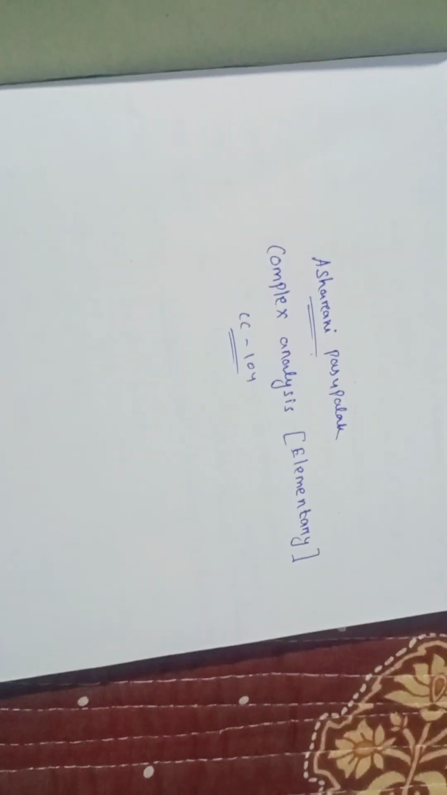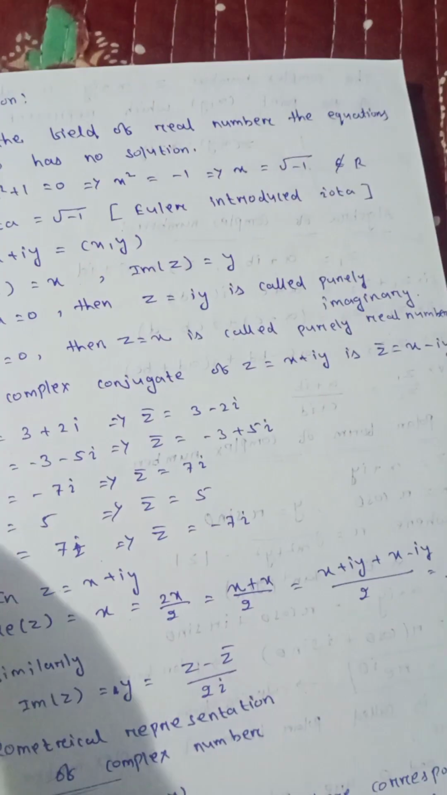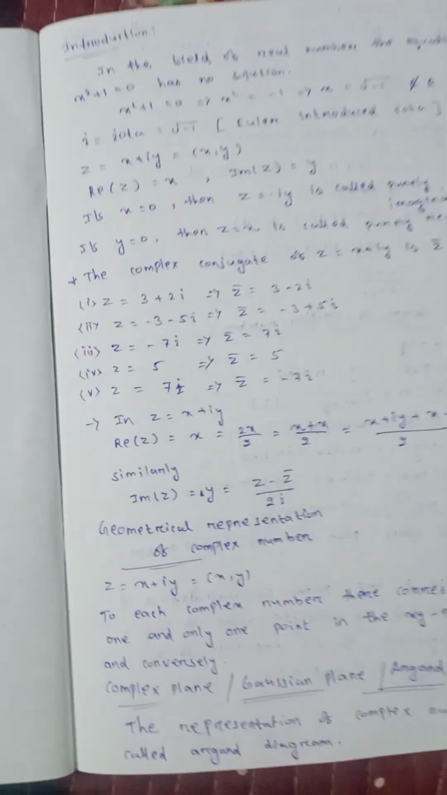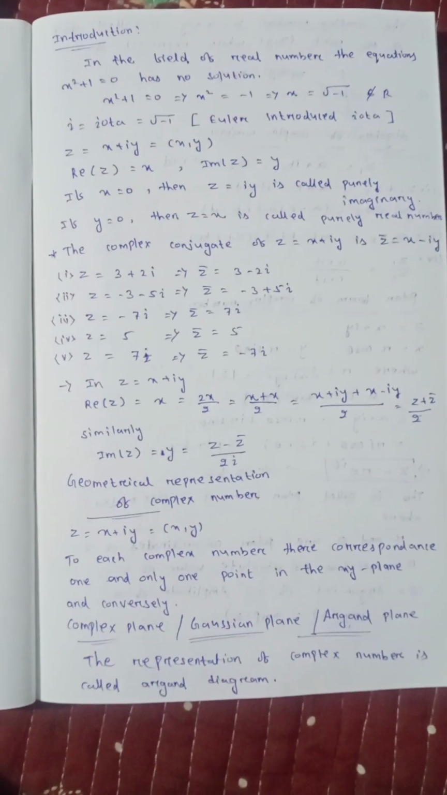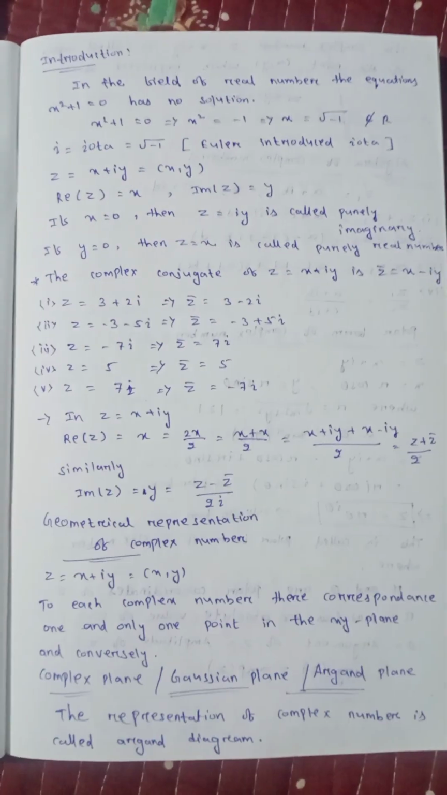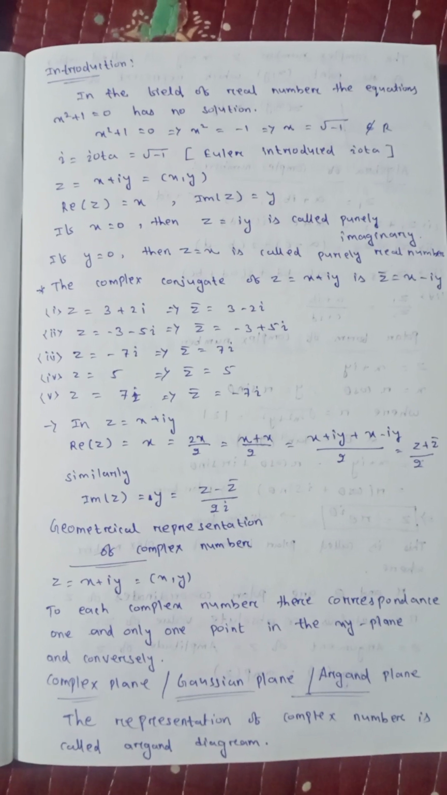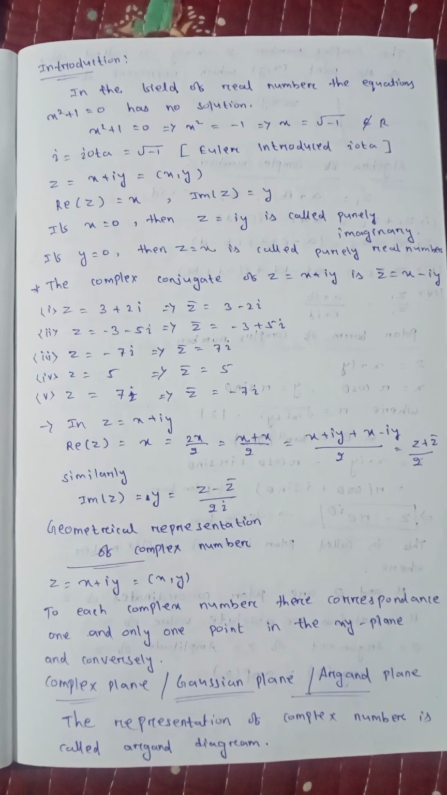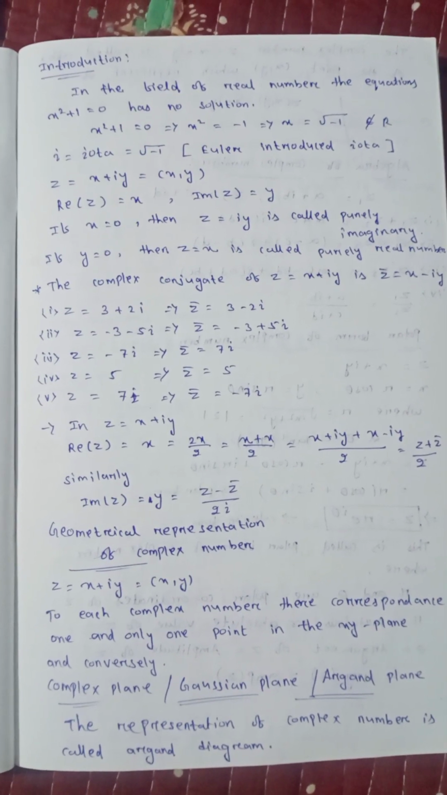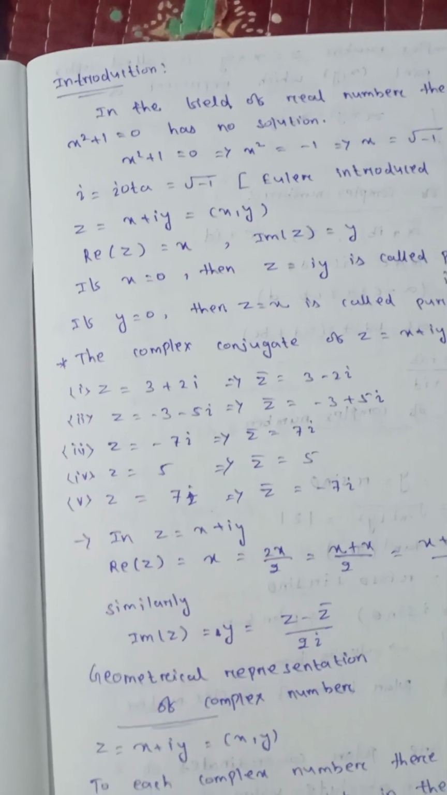Today we are learning about complex analysis. It is from MSc 4104 in Berhampur University. As you know, iota equals root over of minus 1, which does not belong to the real numbers. So i equals iota, root over of minus 1.